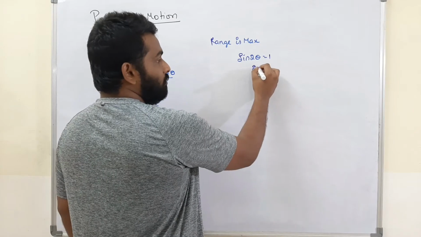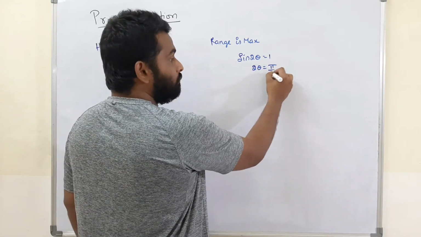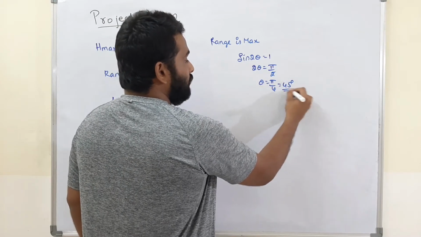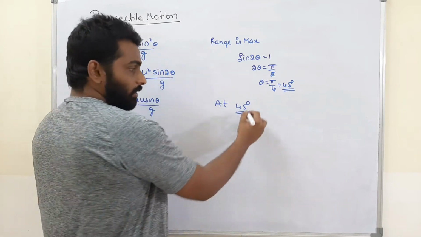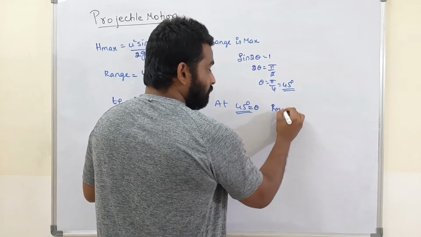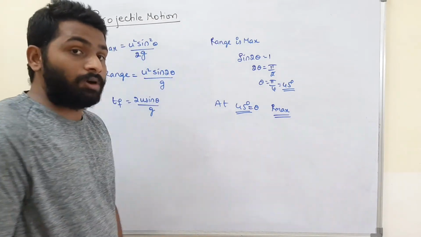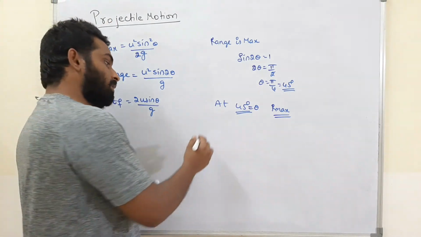Therefore, 2 theta is equal to pi by 2, since sin is 1 there. So what is theta? Pi by 4. That is nothing but 45 degrees. That means when theta is equal to 45 degrees, I will get the maximum range. Okay, well and good. Now the second point.